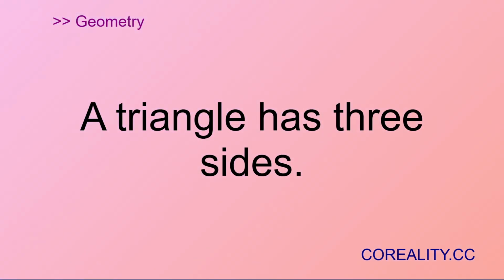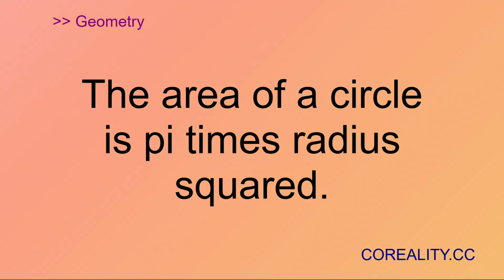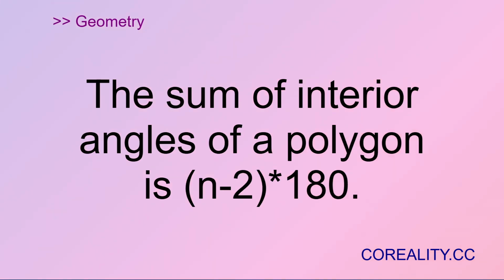A triangle has three sides. Parallel lines never meet. The area of a circle is pi times radius squared. The sum of interior angles of a polygon is (n-2) * 180.